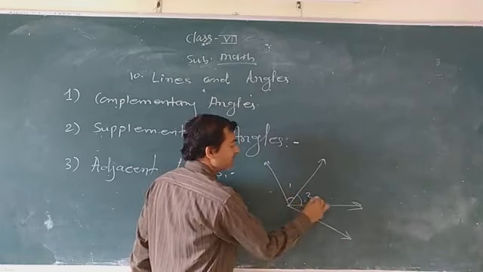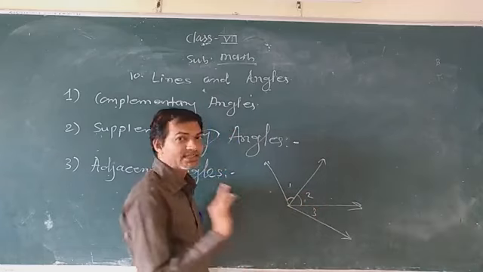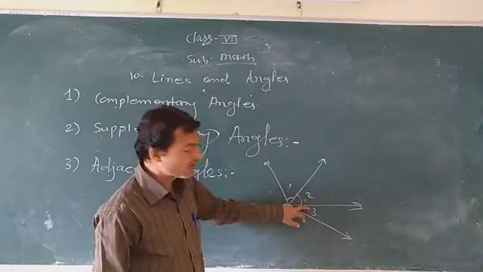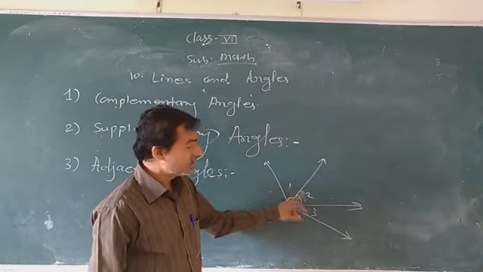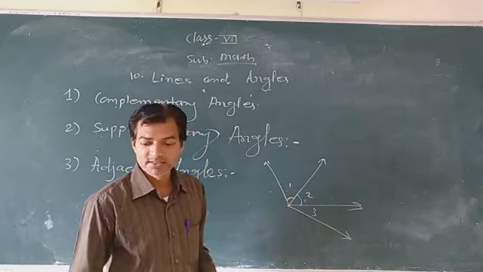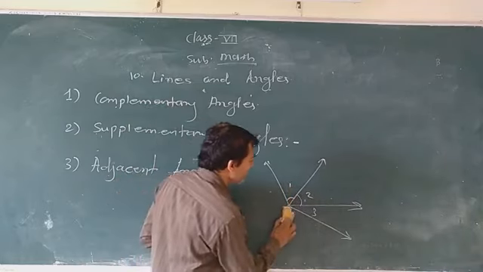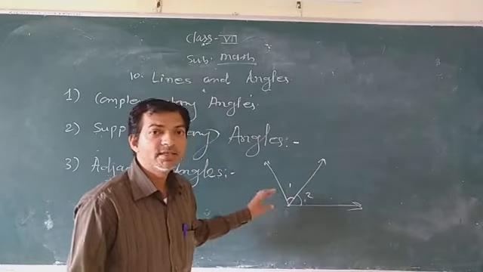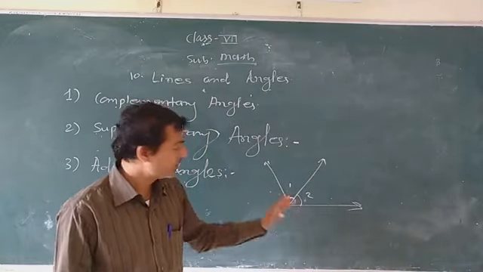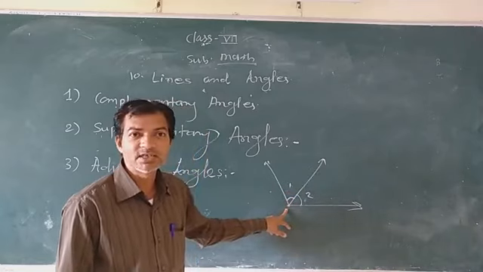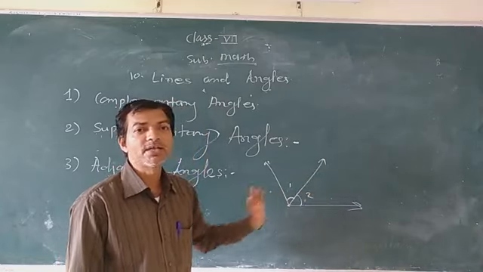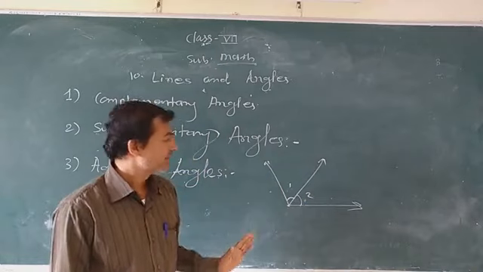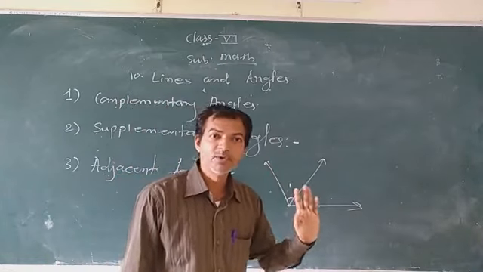Suppose this is angle 1, 2, 3. 1 and 2 are adjacent angles. 2 and 3 are also adjacent angles. But 1 and 3 are not adjacent angles. So adjacent angle means what? There is a common arm and a common vertex. Common arm होनी चाहिए और common vertex होना चाहिए. So then we can say that these two angles are adjacent angles. Measurement maybe कुछ भी हो सकता है.